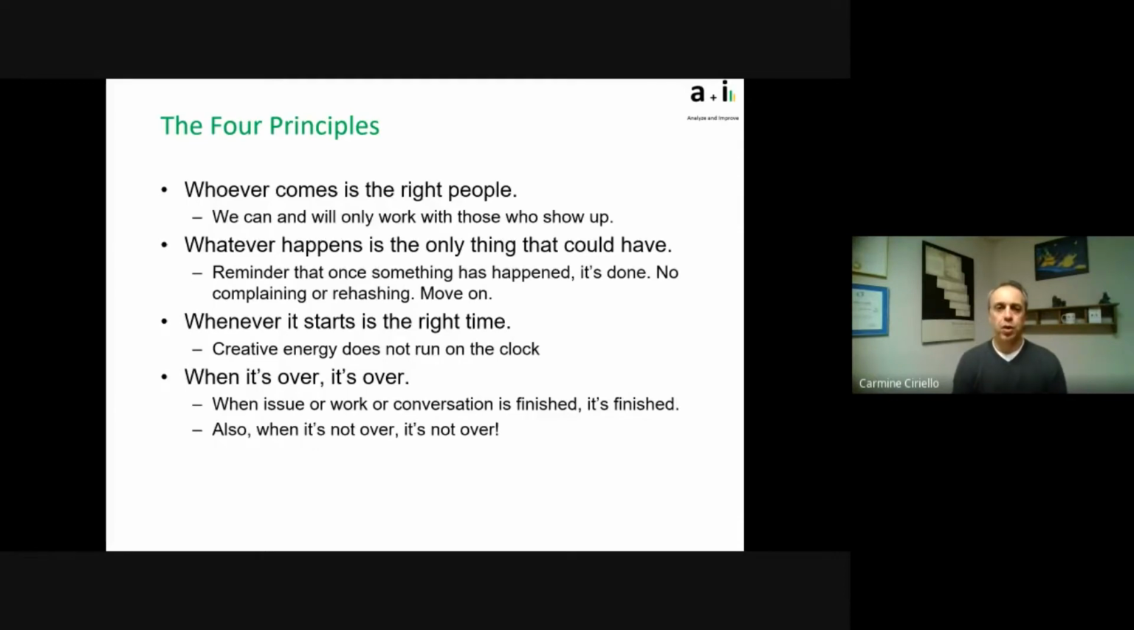So as many people know, creative energy does not run on a clock. So let it flow as it requires. And finally, when it's over, it's over. So when the issue has been exhausted, the discussion is complete, it's finished, even if you had extra time left in the session. And conversely, of course, if it's not over, then it's not over. If you need more time and it spills into what traditionally would have been the lunch period, then you stick around and you complete the discussion until it's over.